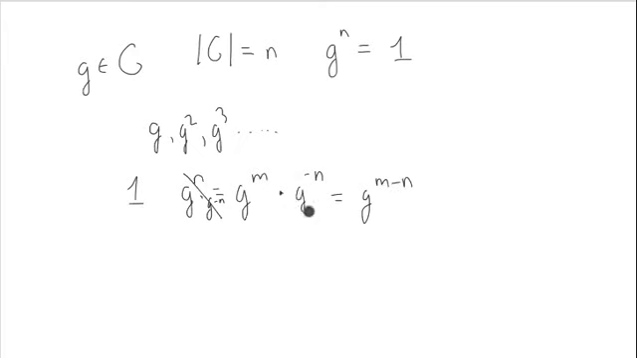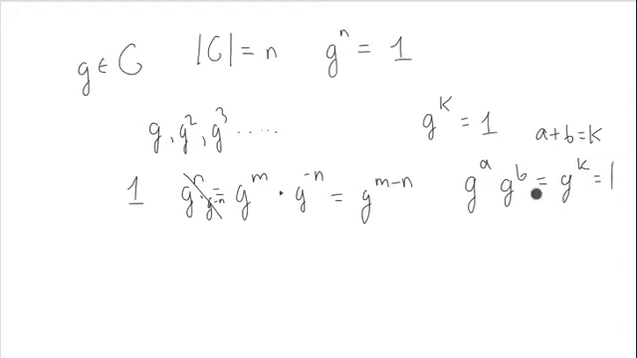And you also have inverses in the group as well because of this. Because let's suppose, for instance, that you know that g to the k is equal to 1, and let's suppose that a and b are less than k, and a plus b is equal to k. Then g to the a times g to the b is equal to g to the k, which is equal to 1. So clearly we have inverses.